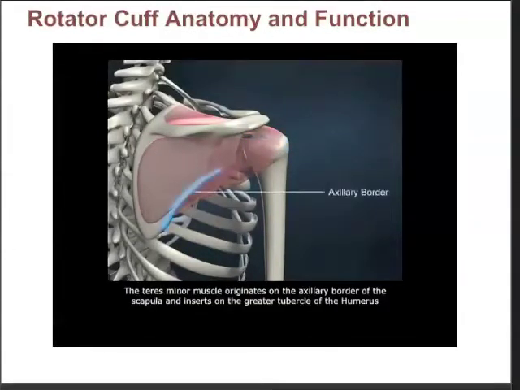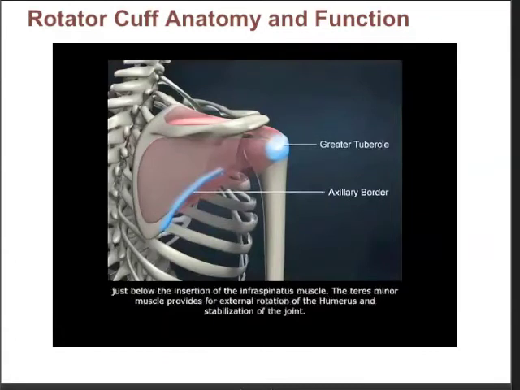The teres minor muscle originates on the axillary border of the scapula and inserts on the greater tubercle of the humerus, just below the insertion of the infraspinatus muscle. The teres minor muscle provides for external rotation of the humerus and stabilizes.